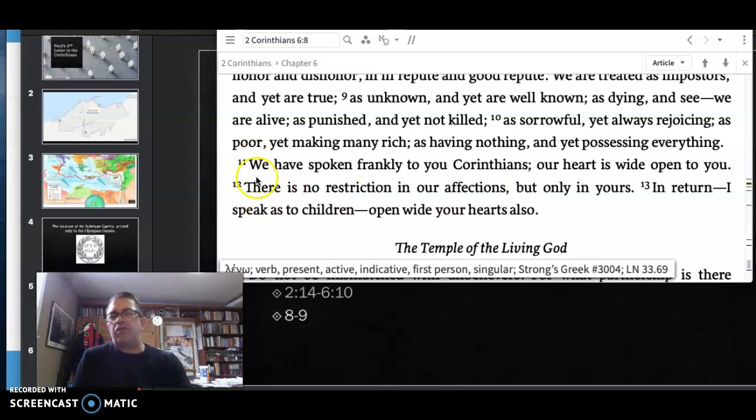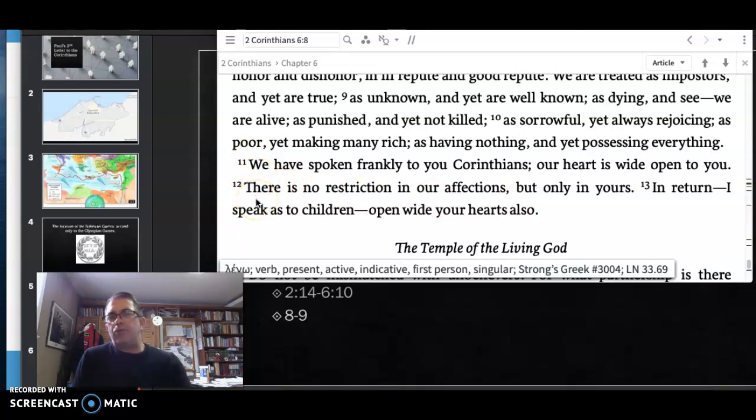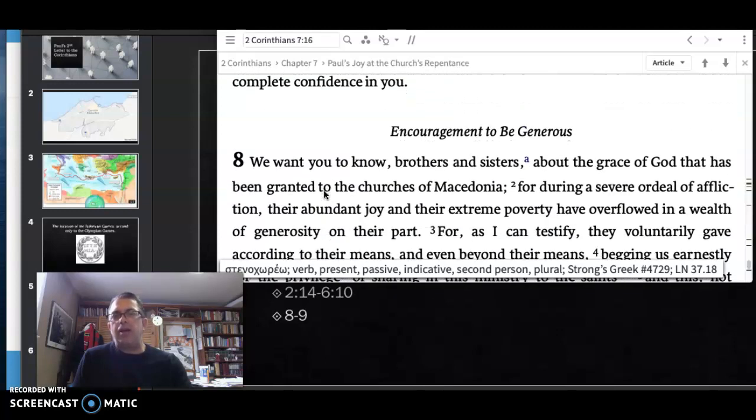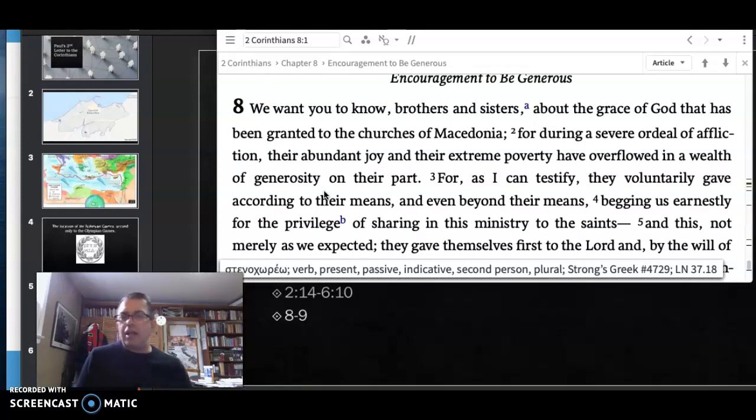You see, this part right here, 11 and 12, could be taken to move into that next set of materials, but this large section, 2:14 through 6:10, has been characterized as its own letter. And then finally, I'll show you chapters 8 and 9. We want you to know, brothers and sisters, about the grace of God that has been granted to the churches of Macedonia. Doesn't that sound like a beginning of a letter?